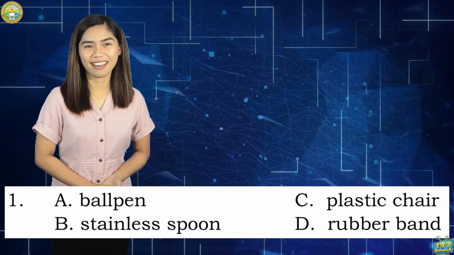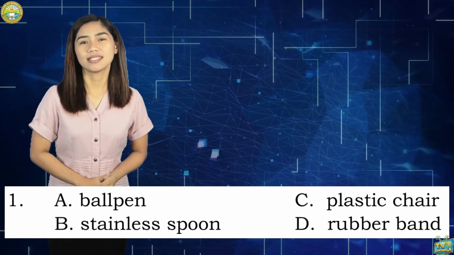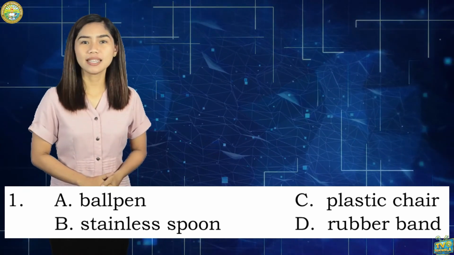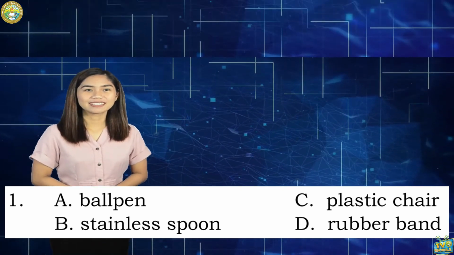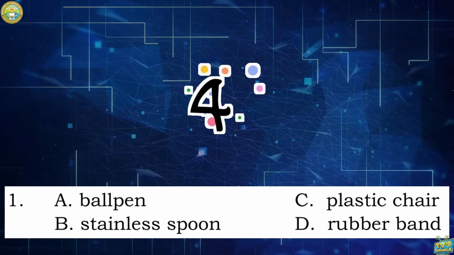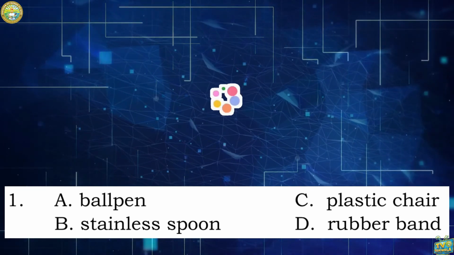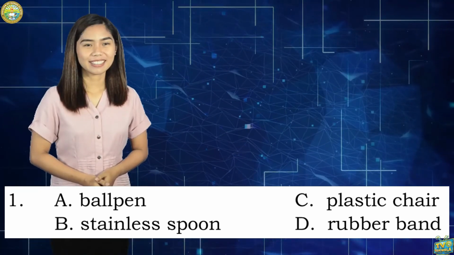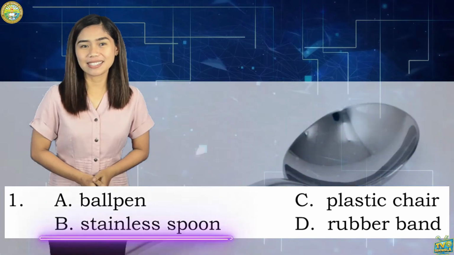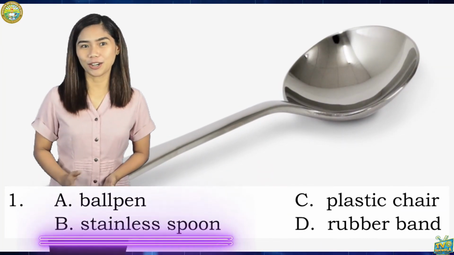Number 1. A. Ballpen. B. Stainless spoon. C. Plastic chair. D. Rubber band. The correct answer is stainless spoon, because stainless is a conductor of heat.